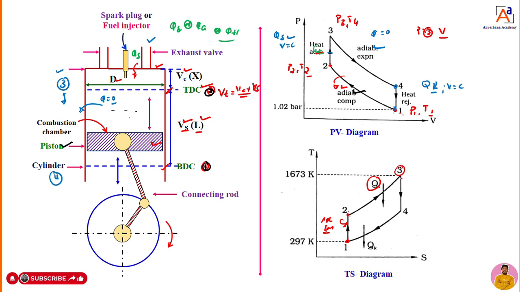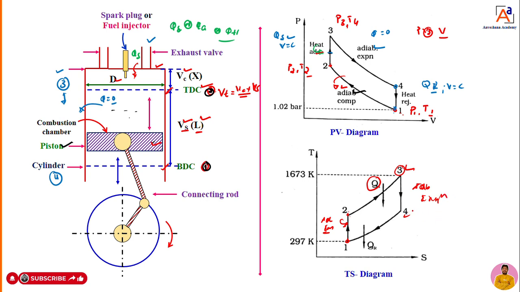Immediately, explosive force is going to act on the surface of the piston. Hence, what happens now? The piston will start to move from 3 to 4. That is nothing but what? Expansion. We can call 3 to 4 expansion. What type of expansion? Again, adiabatic expansion. There is no heat transfer at all.